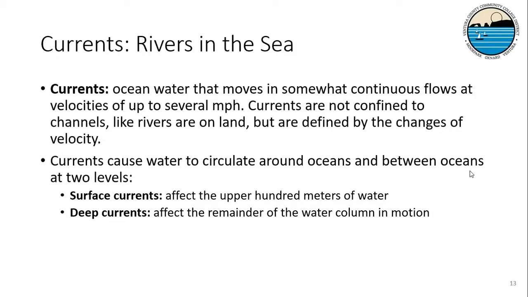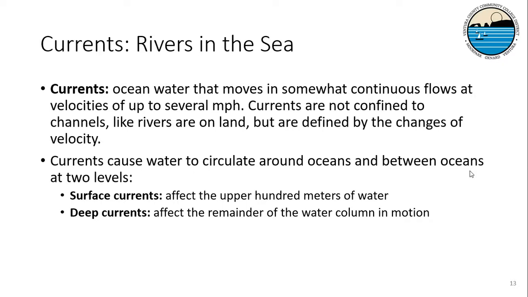Let's talk about currents now. So these are basically the rivers of the sea. This is where ocean water moves in a continuous flow at velocities up to several miles per hour. Currents are not confined by channels like rivers are on land, but they are defined by changes of velocity. Currents can cause water to circulate around the oceans and between oceans at different levels. So we have surface currents and we have deep currents. And maybe you've observed currents before visiting the ocean, or noticing different water temperature.